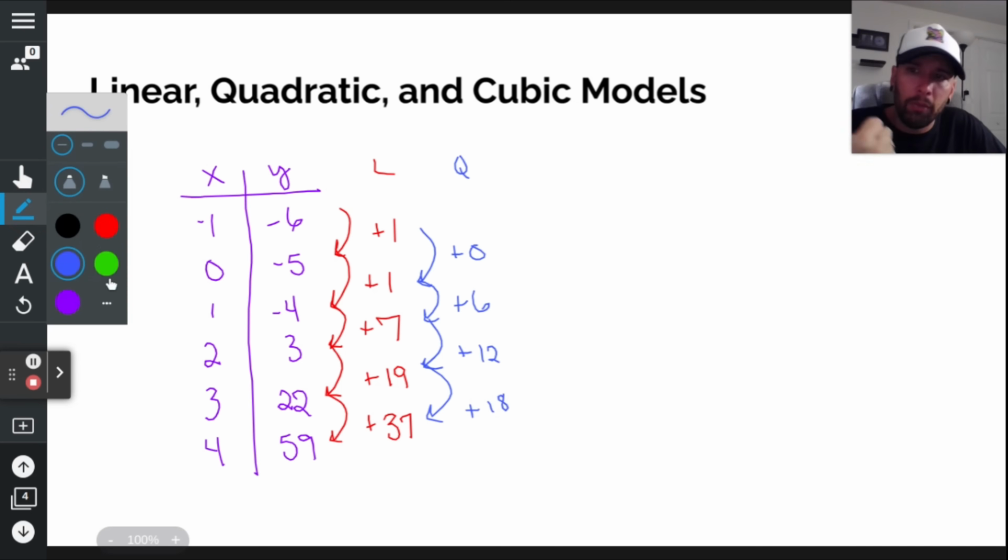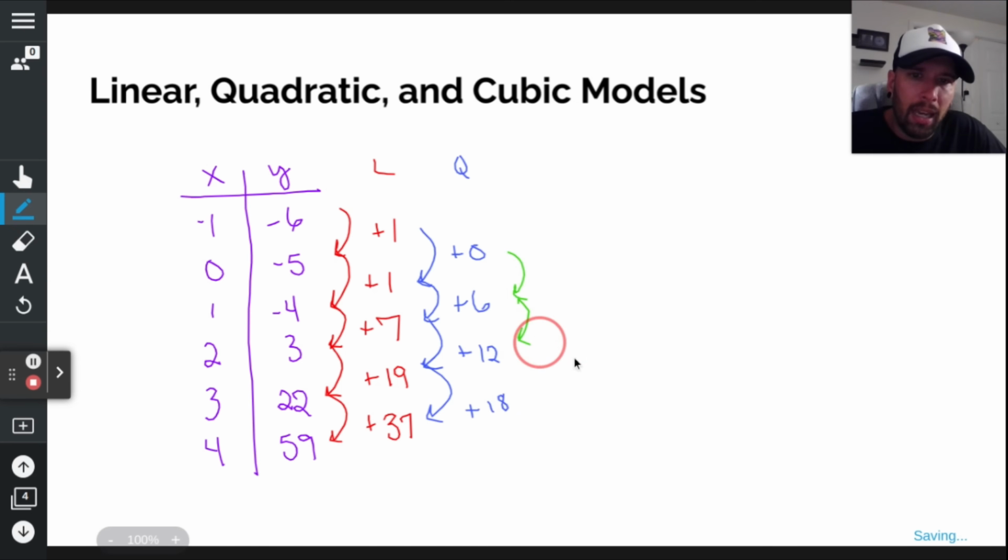So let's see if the rate of change of the rate of change of the rate of change is the same. And oh, happy day. You add 6 every time. Uh-oh. Not even quadratic. It's cubic.